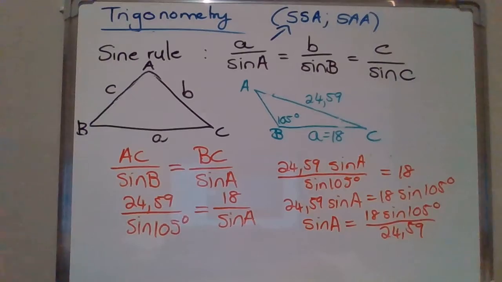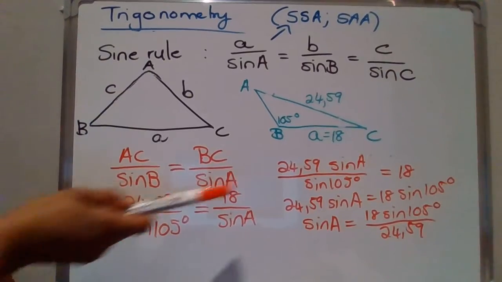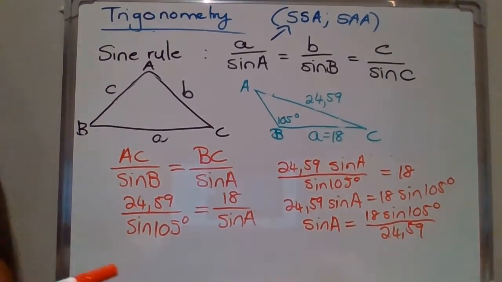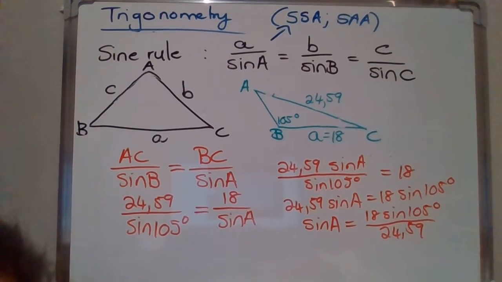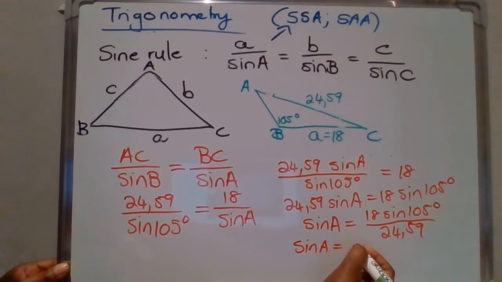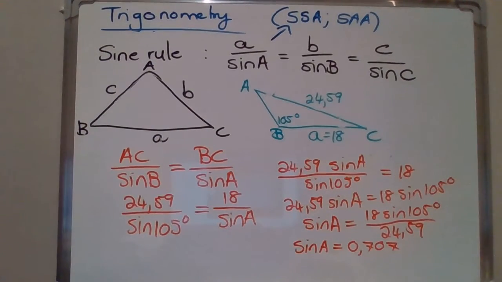You'll see I only do my working out at the end. So you could have already divided this before you got to this point, but I'm only going to use my calculator once to find that answer. So I then get sine A is equal to 18 sine 105 divided by 24.59. So I therefore get that sine A is equal to 0.707. Okay, and now I can find my angle.